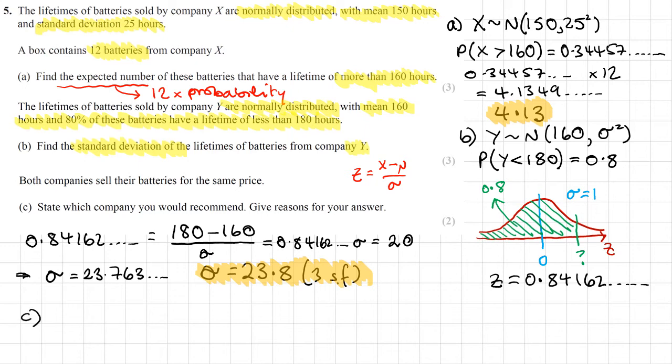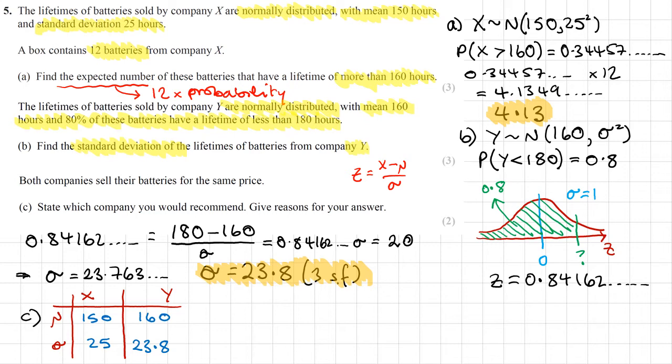So I'm just going to draw a little table for company X and company Y, and what their mean is and what their standard deviation is. If I start with company X, that has a mean of 150 and a standard deviation of 25 hours. If I look at company Y, that has a mean of 160 and a standard deviation that we've calculated as 23.8.